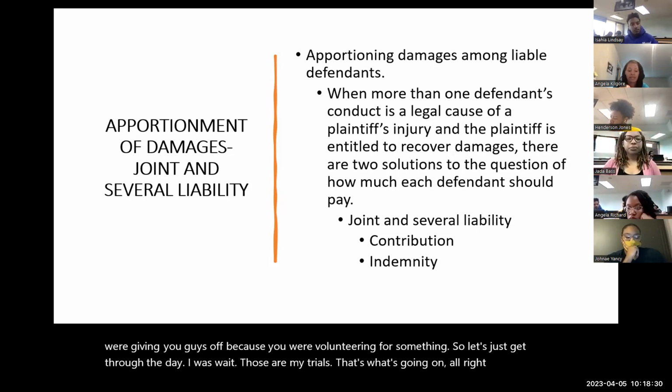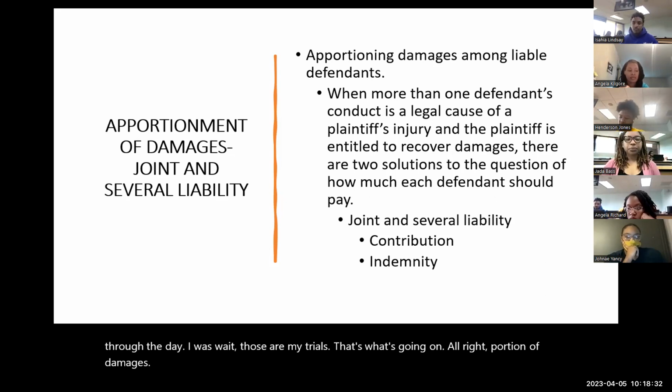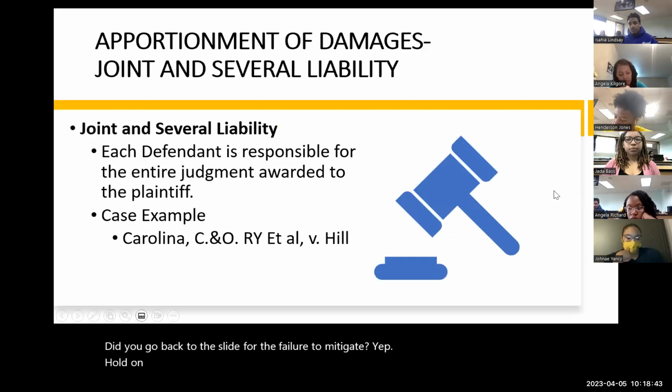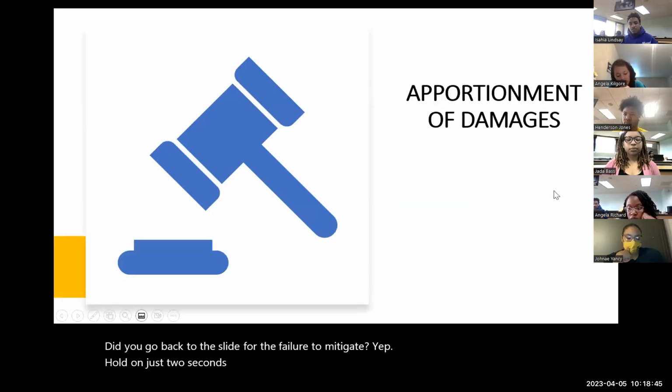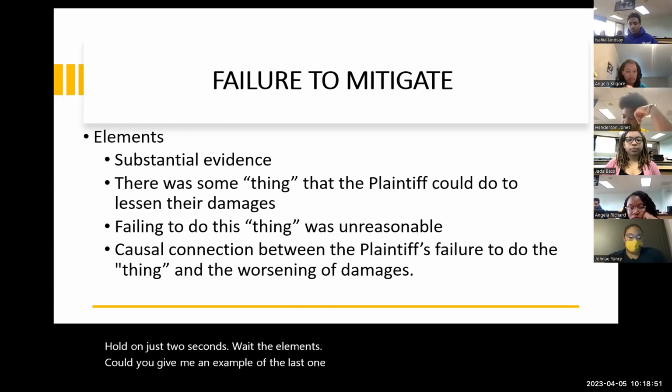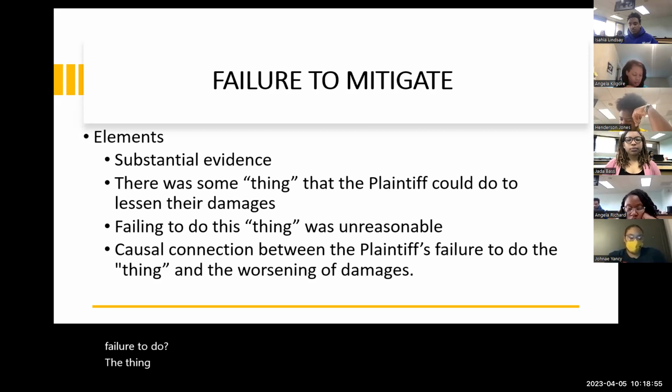Apportionment of damages. Professor, before you move on, could you go back to the slide for the failure to mitigate? The previous one with the elements. Yes, that one. Could you give me an example of the last one, the causal connection between the plaintiff's failure to do the thing and the worsened damages, please? Yep, I can do better than that. I can give you.